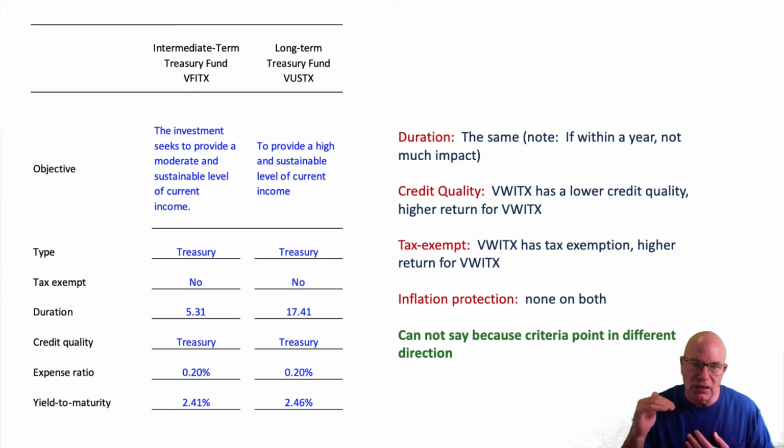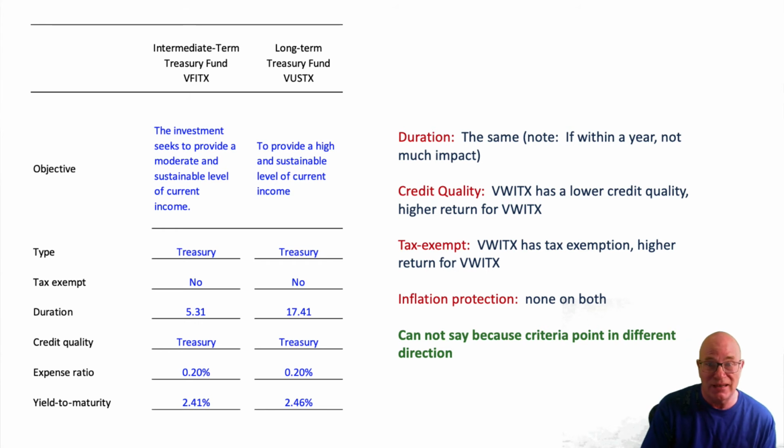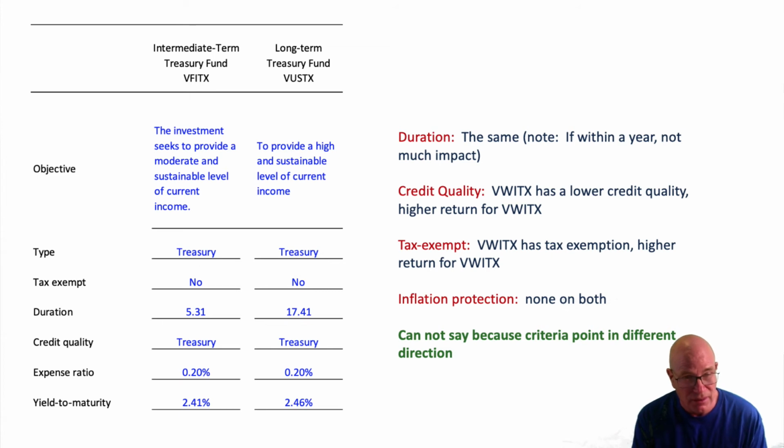So if we're looking at credit quality, the intermediate term tax-exempt fund has lower credit quality, although it's still good in this case, but still lower quality than the Treasury. VFWITX would have the higher return. Tax-exempt status would say exactly the opposite, so it would have the lower return. Inflation protection is the same, and in this case, I would say that you cannot say because the criteria point in different directions. As you can see at the bottom, they have roughly the same yield to maturity.